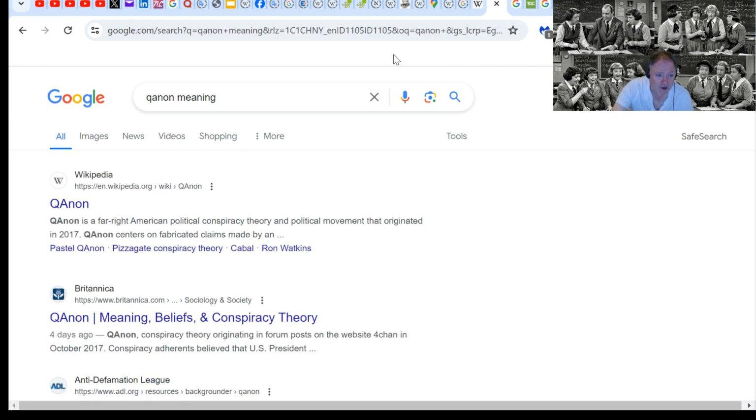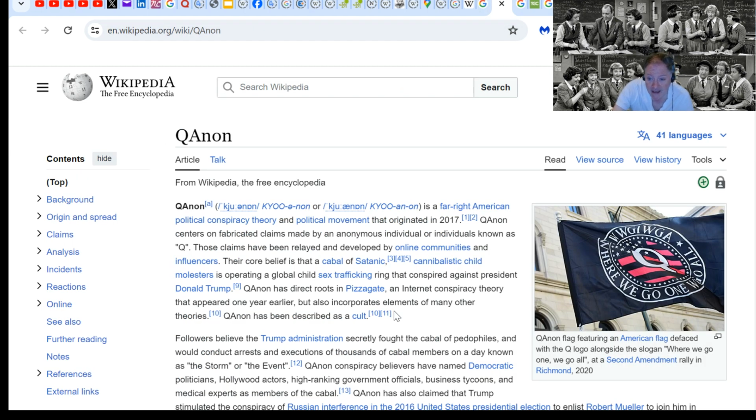This is from Wikipedia, which is obviously a very, very politicized source, so it's probably going to be saying some very bad things about QAnon. It centers on fabricated claims made by an anonymous individual known as Q. These claims have been relayed and developed by online communities. The core belief is that a cabal of satanic, cannibalistic child molesters is operating a global child sex trafficking ring that conspired against President Donald Trump.